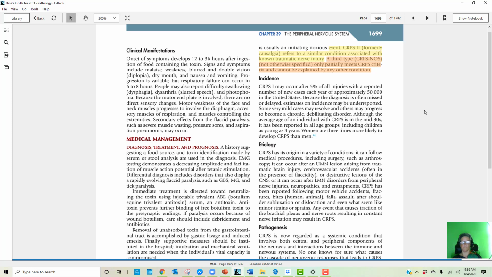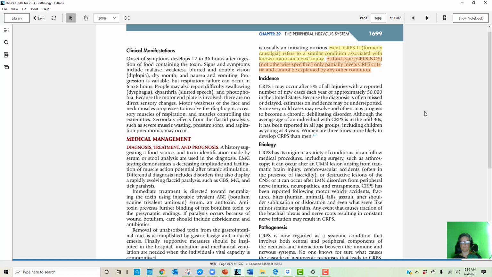Incidence: CRPS1 may occur after 5% of all injuries, with a reported number of new cases each year of approximately 50,000 in the United States. Because the diagnosis is often missed or delayed, estimates on incidence may be underreported. Some very mild cases may resolve and others may progress to become a chronic, debilitating disorder. Although the average age of an individual with CRPS is in the mid-30s, it has been reported in all age groups, including children as young as 3 years.